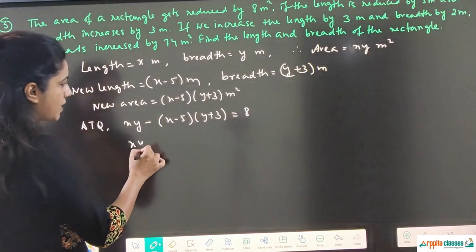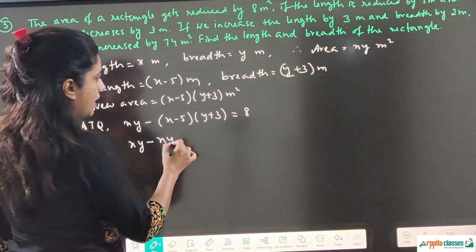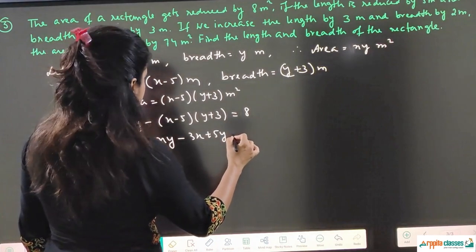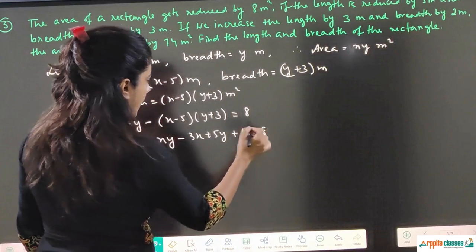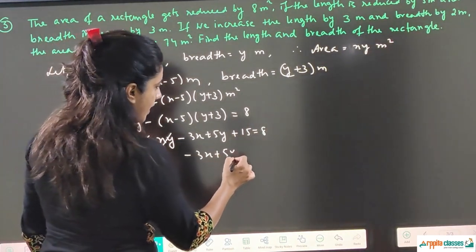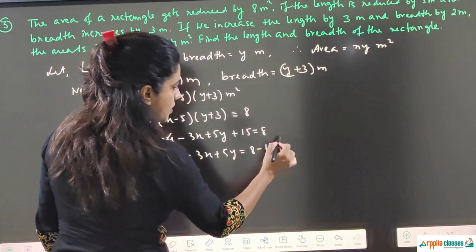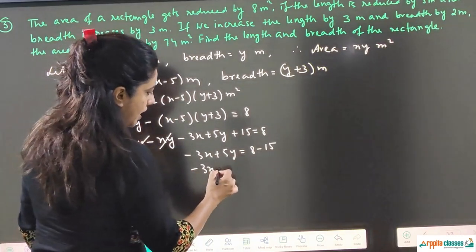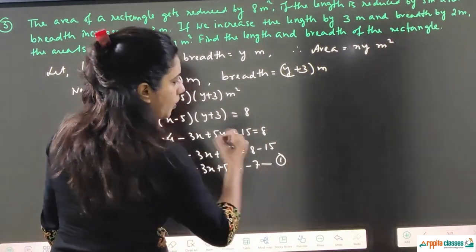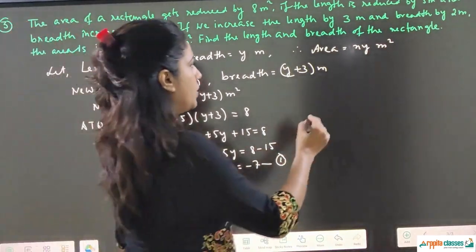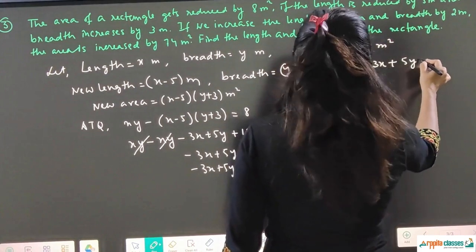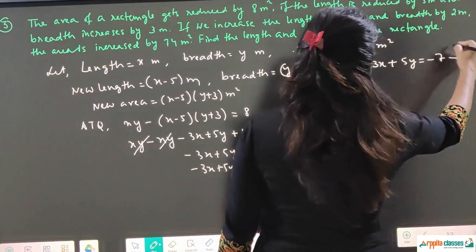Let us solve this. xy minus (x plus 5)(y minus 3), that is xy minus xy plus 3x minus 5y plus 15 is equal to 8. This gets cancelled. 3x minus 5y is equal to 8 minus 15. So 3x minus 5y is equal to minus 7. This is my equation 1. I'll just put it here. The equation 1: 3x minus 5y is equal to minus 7.